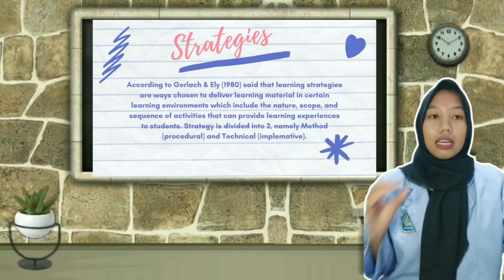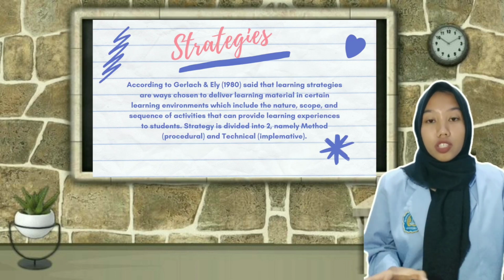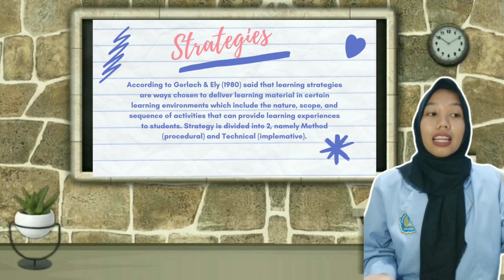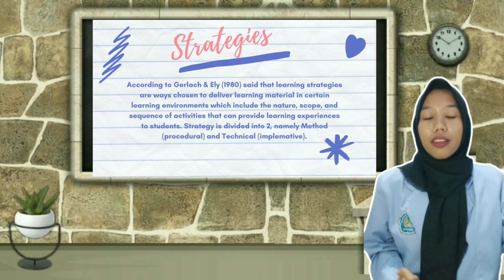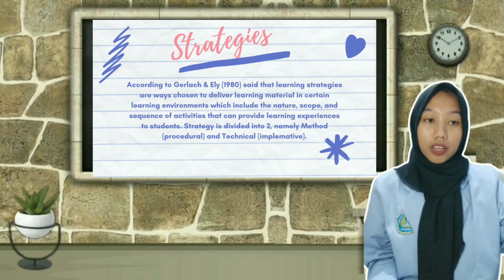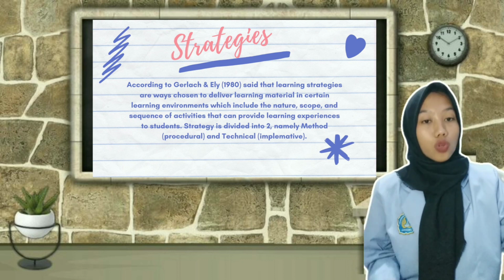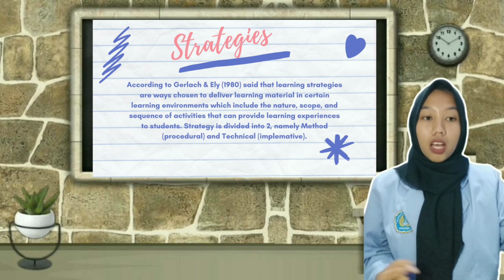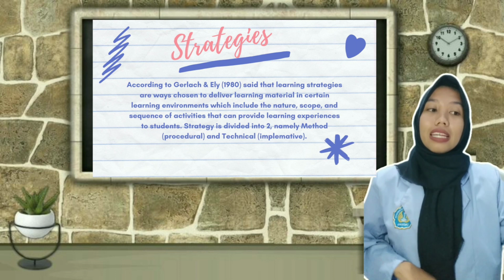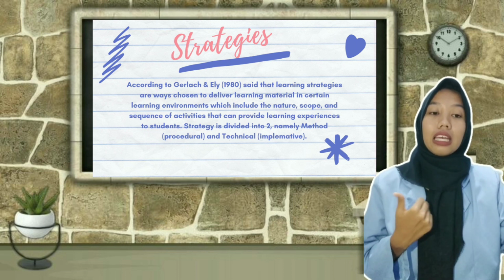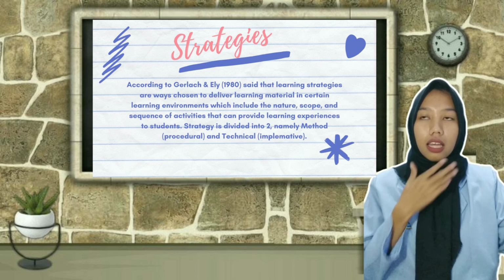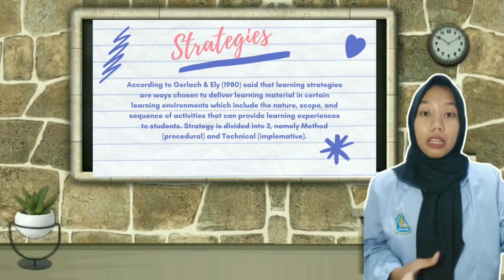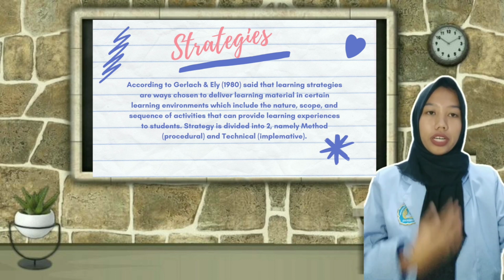And then here we're having strategies. Strategies, according to Gerlach and Alley in 1980, said that learning strategies are ways chosen to deliver learning material in a certain learning environment, which include the nature, scope, and sequence of activities that can provide learning experience to students. Strategy is divided into two, namely method, which is procedural, and technique, which is implementive, that we can apply in our class while we're learning.